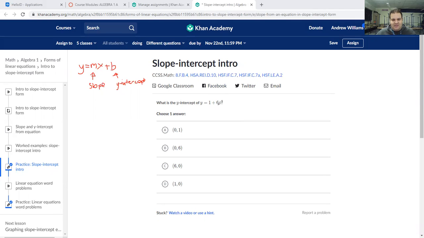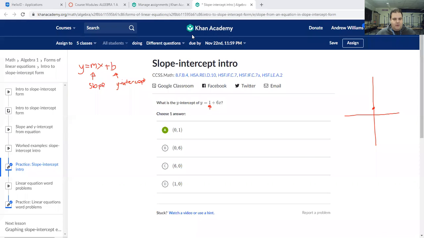The one that's attached to the x is always your slope. So 6 is the slope. What is the y-intercept? Well, the y-intercept comes from this 1. But 1 by itself is not the y-intercept. The y-intercept is the location of this point right here. So it's 1. It's up here somewhere. It's 0, 1. It's going to be A in this case. That is the answer to this problem.